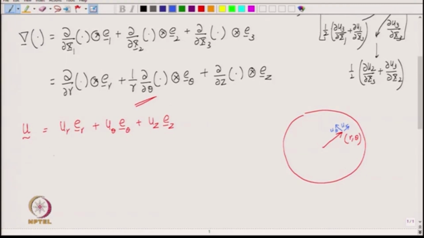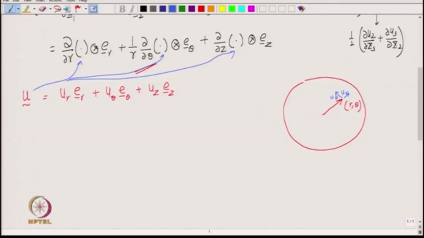Now we have to plug this u into the formula above. Wherever we have the bracket, we have to plug in the expansion of u within the bracket. So, that means the gradient of u is del over del r of u r E r plus u theta E theta plus u z E z, tensor product E r. That is the first term.